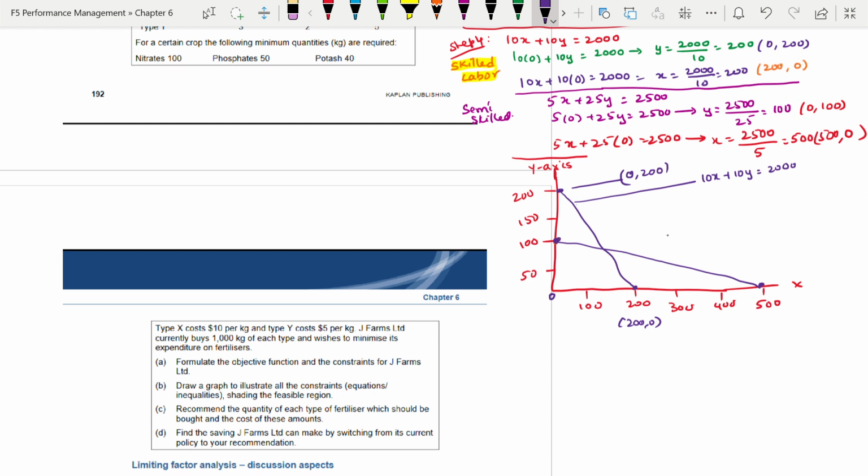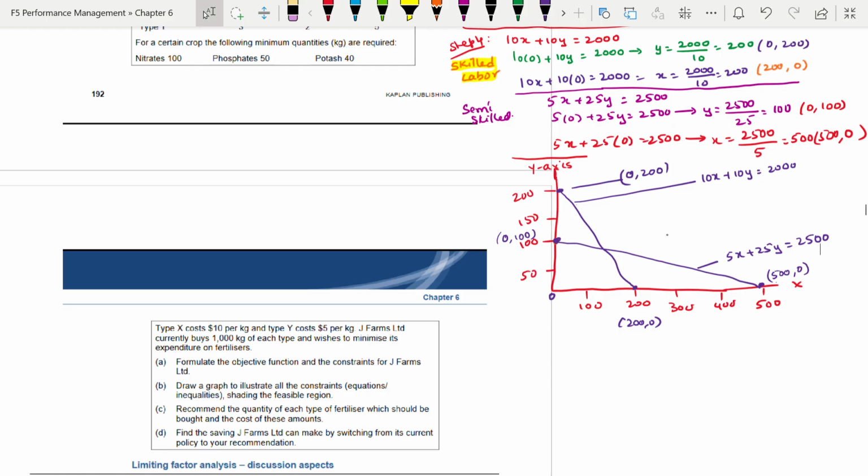This is 0 and 100. This is 500 and 0. Is it 500? Now they said that this is what happens. This line is going to be how much? This is 5x plus 25y equal to 2500.